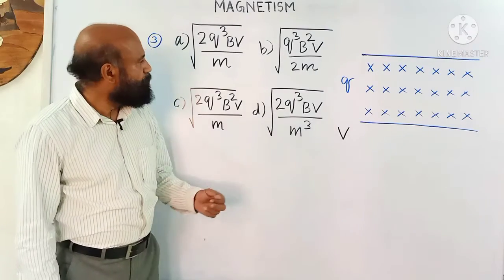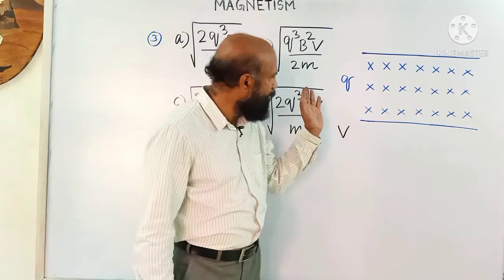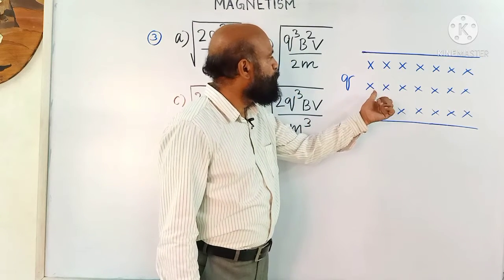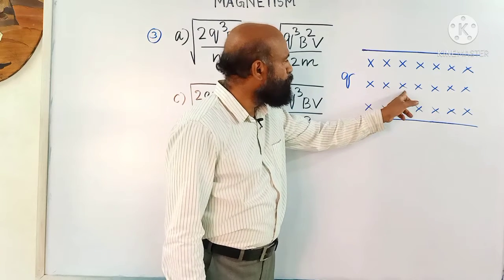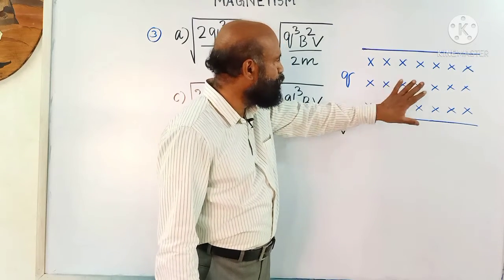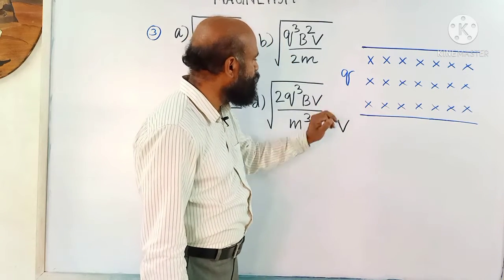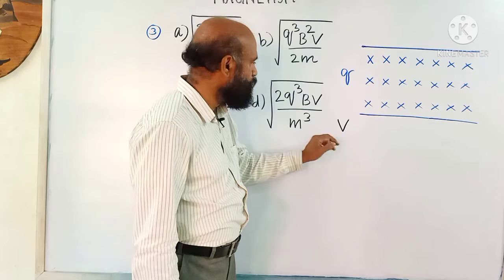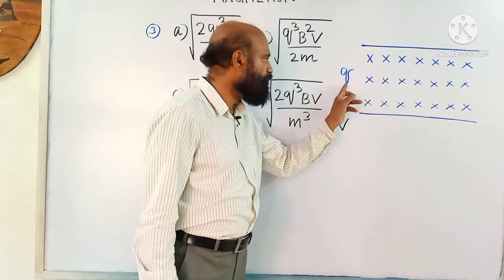Next problem. A charged particle Q is accelerated perpendicular to a magnetic field. Here this cross mark shows a magnetic field acting into the board. It is accelerated through a potential difference of V volt. Then what is the force acting on this charged particle?